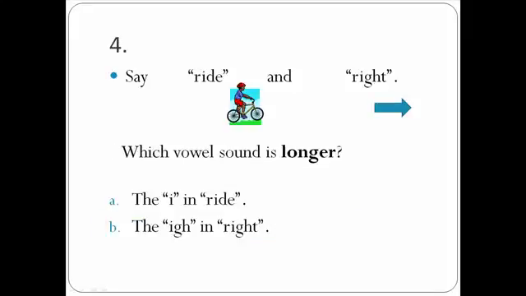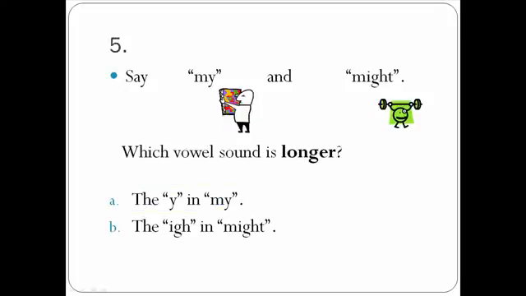4. Say ride and write. Which vowel sound is longer? The I in ride should be longer because the D is a voiced consonant. Listen again. Ride, write. 5. Say my and might. Which vowel sound is longer? The Y in my is longer because it's an open sound. T is a voiceless consonant. My, might.